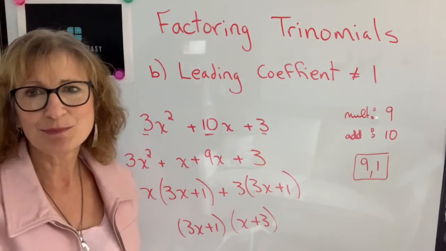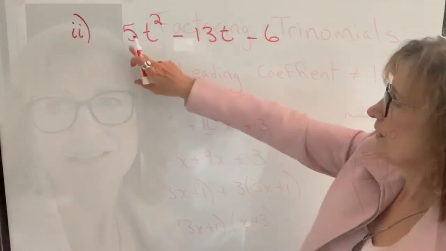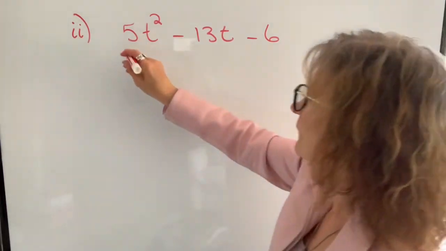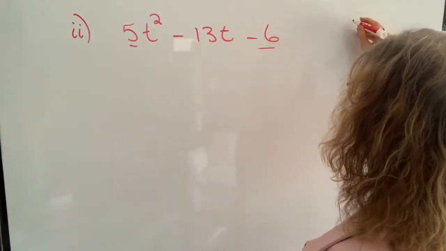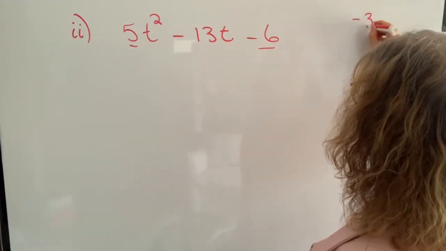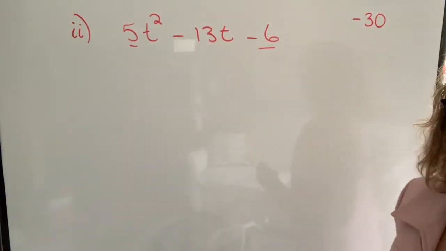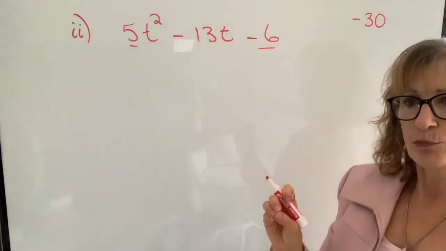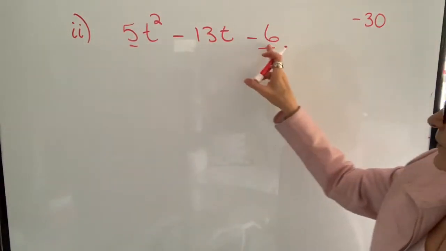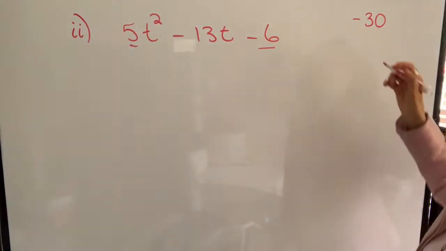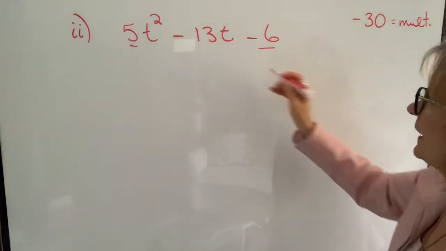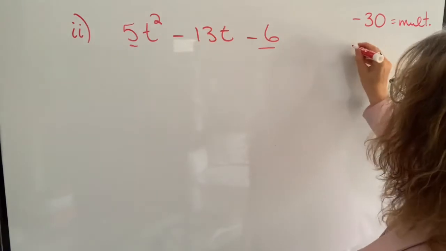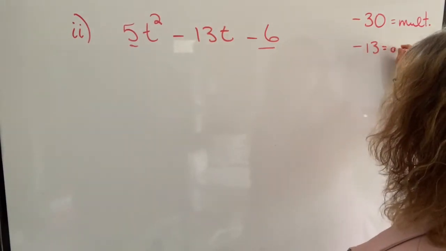Let's look at some more examples. My leading coefficient is not a 1, it's a 5. My constant is -6. So if I take 5 times -6, I'm looking for two numbers whose product is negative 30, and they're not necessarily going to be these numbers. So I'm looking for two numbers that multiply to equal negative 30 and add to equal negative 13.